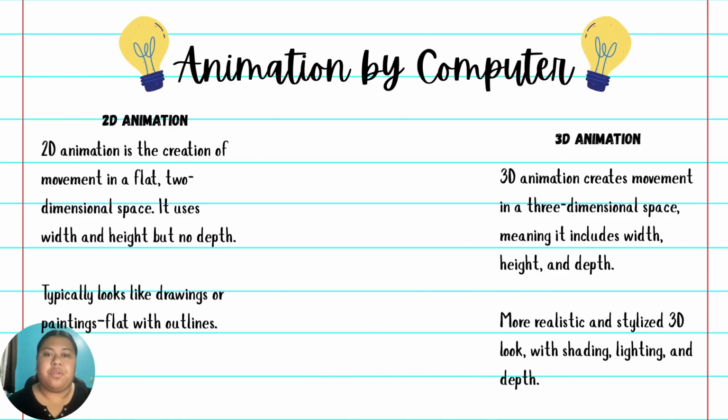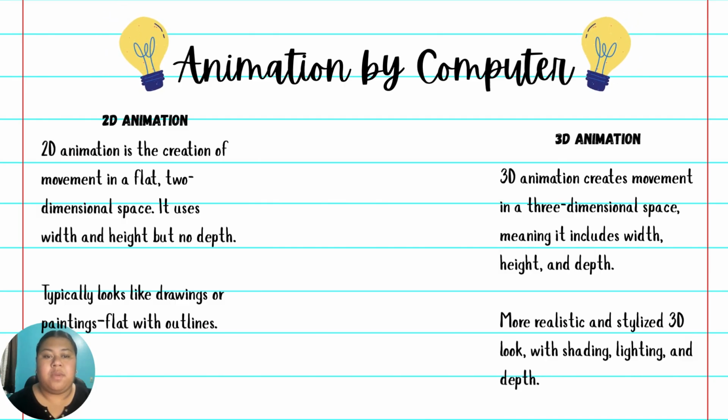Animation by computer. There are two different types of animation: 2D animation and 3D animation. The 2D animation is the creation of movement in a flat, two dimensional space. It uses width and height but no depth, and it looks like drawings and paintings.